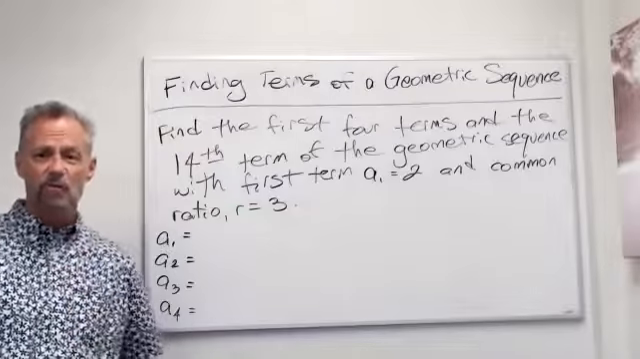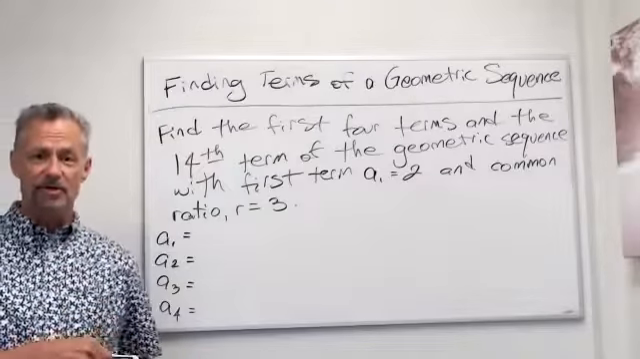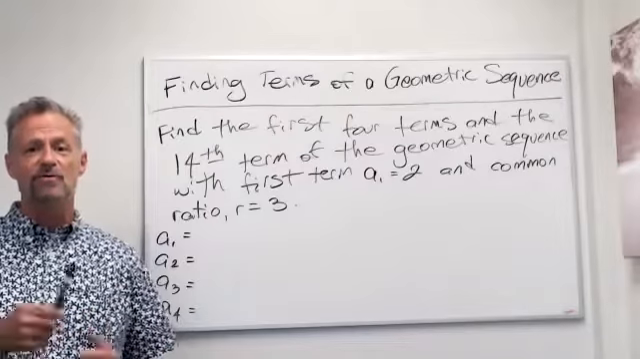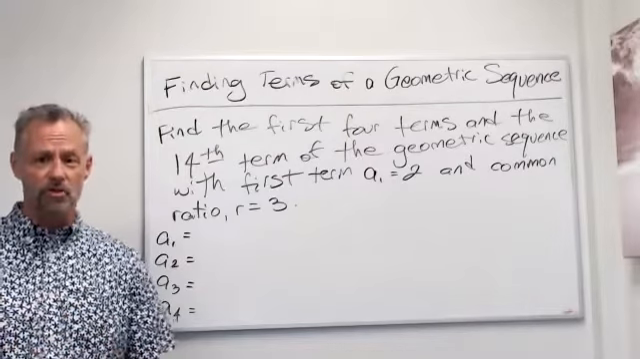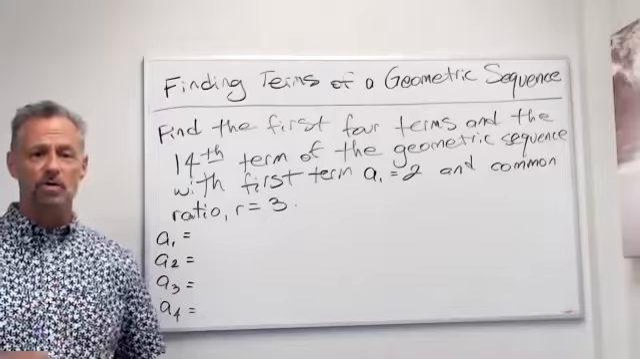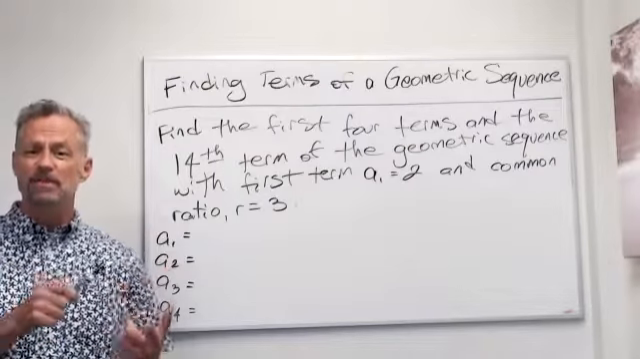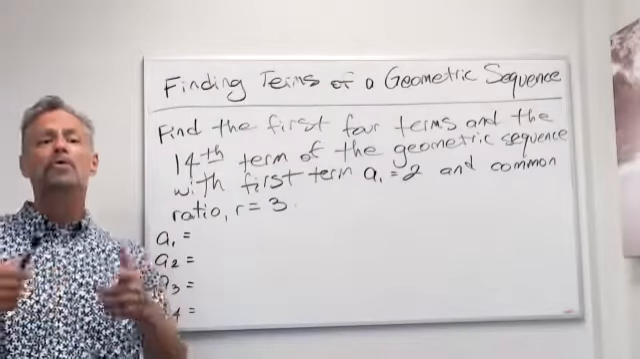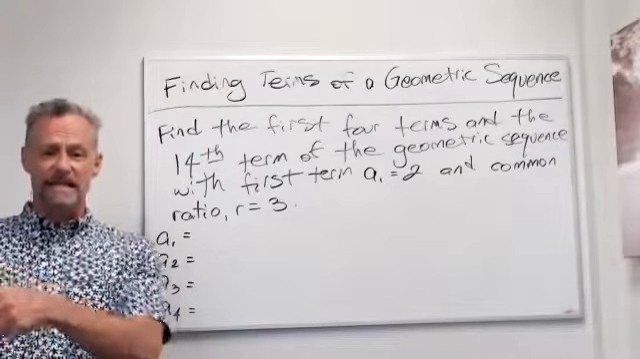So this says find the first four terms and the 14th term of the geometric sequence with first term a sub 1 equals 2 and common ratio r equals 3. Remember, with the geometric sequence, we multiply by the common ratio to get the next term.